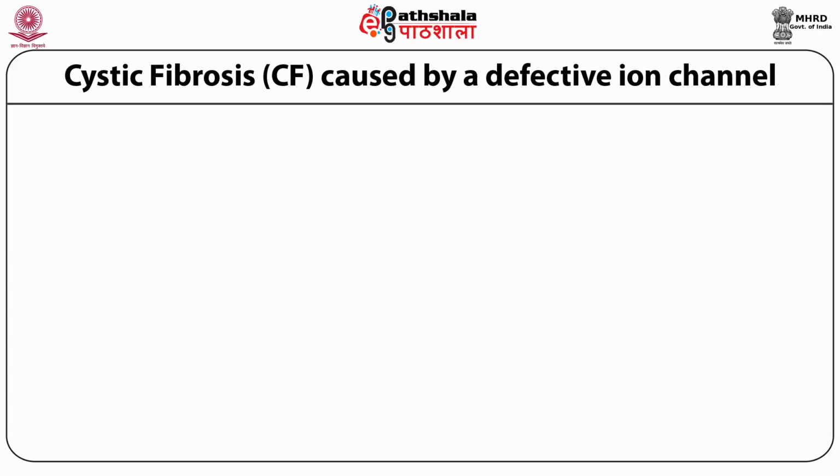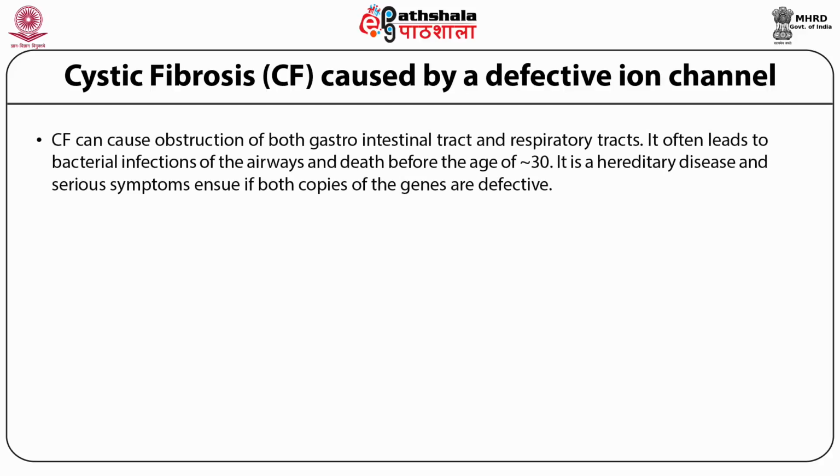Cystic fibrosis is actually caused by a defective ion channel. Cystic fibrosis can cause obstruction of both gastrointestinal and respiratory tracts. It often leads to bacterial infections of the airways and death by the age of 30 years, or even before. It's a hereditary disease, and serious symptoms ensue if both copies of the gene are defective.